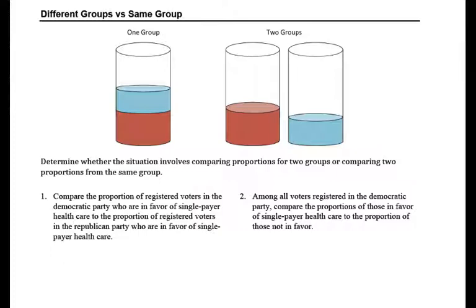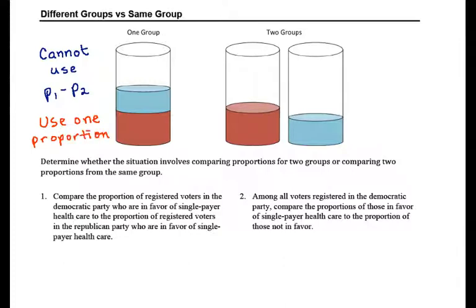In this first drawing here, where both proportions come from the same group, we cannot use these inference techniques for P1 minus P2. We would have to somehow rephrase this question as just one proportion instead. And there's always a way to do that, right?